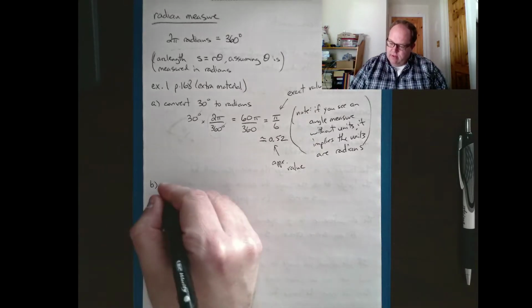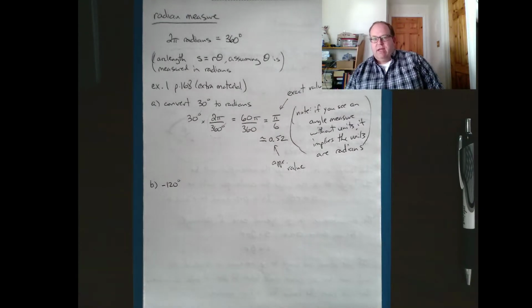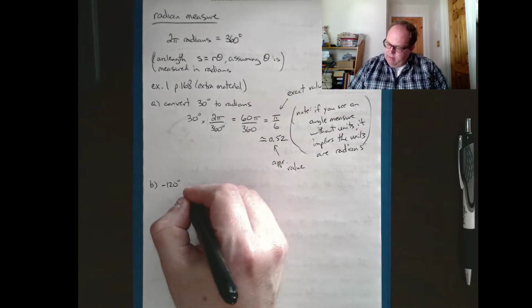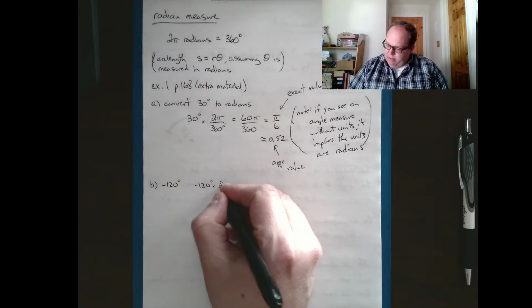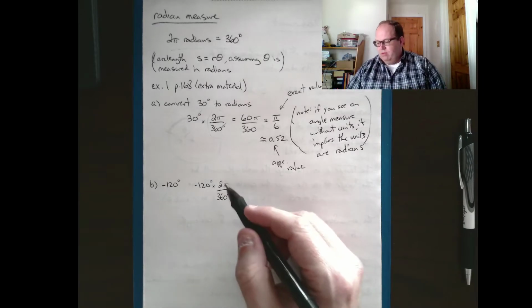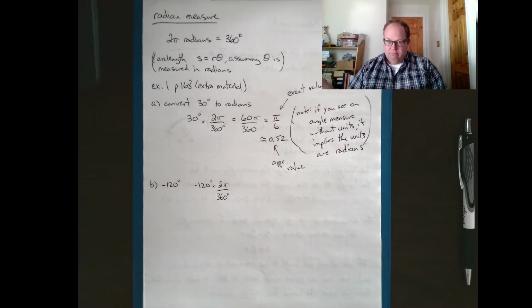B, negative 120 degrees. And I'm going to talk about positives and negatives and angles a bit more in a moment, but basically it would have to do with direction of rotation. So if I'm converting this, I would take negative 120 degrees and multiply it by 2 pi over 360. Some of you might note that this would reduce to the same as pi over 180. If you're comfortable with that and use that, go for it.